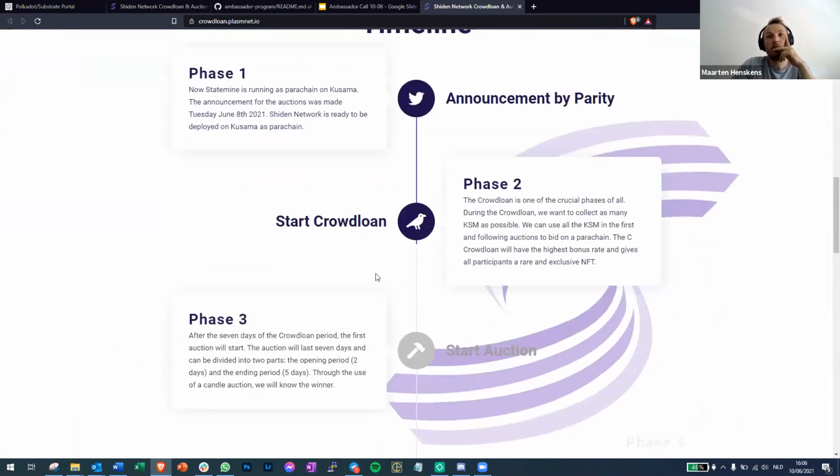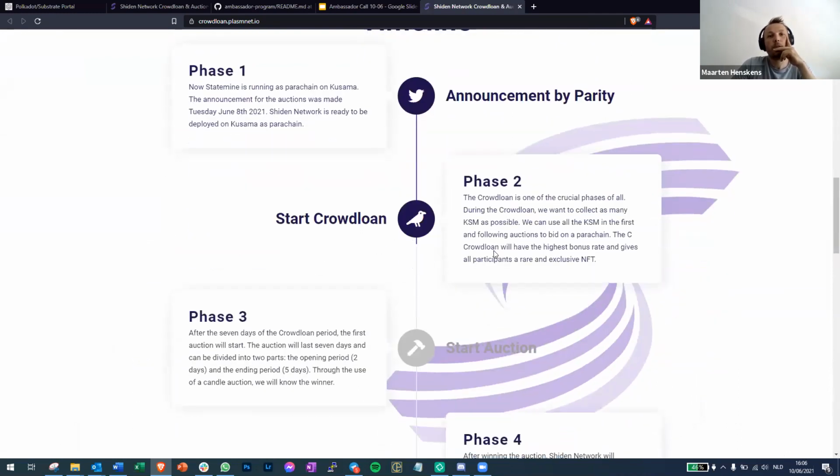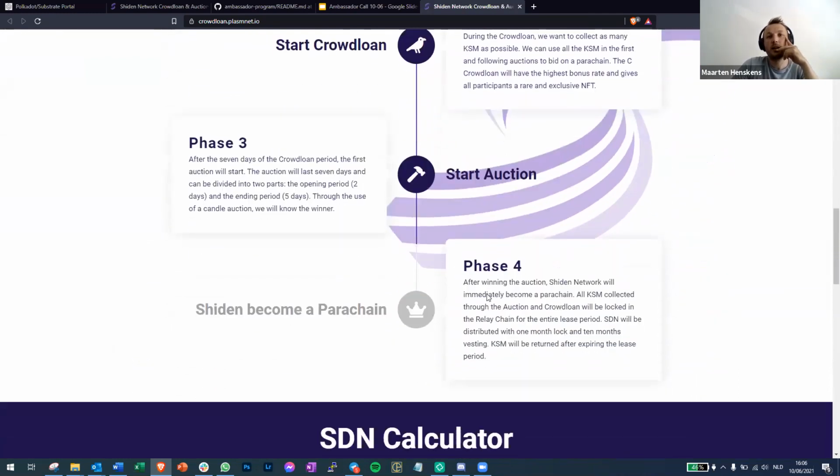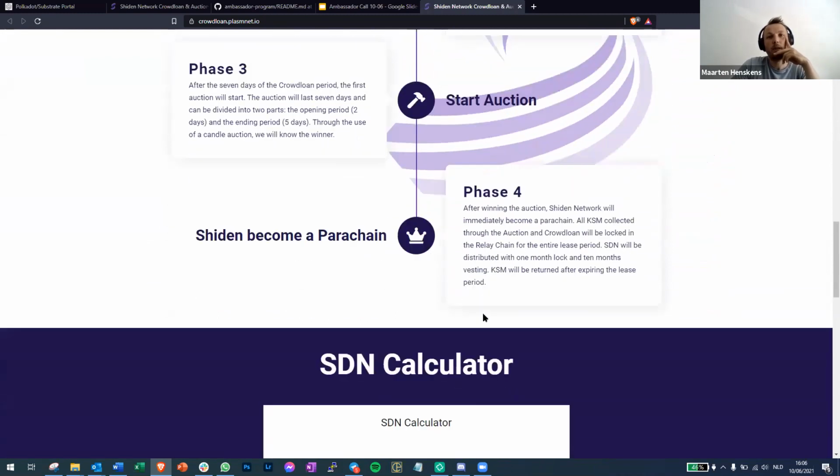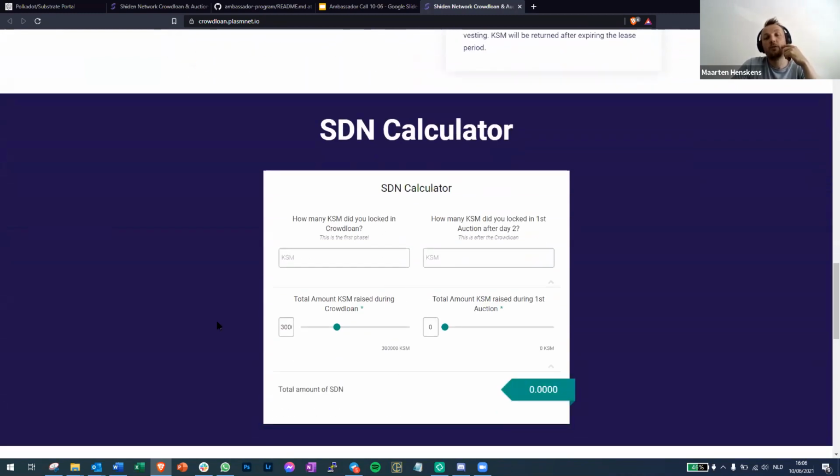We are now here in phase 2. So what can we expect? The auction, and then we will become a Parachain. This calculator is very important also for our users to understand. I think it's not so difficult to use. For now, we are just here in the crowd loan section.